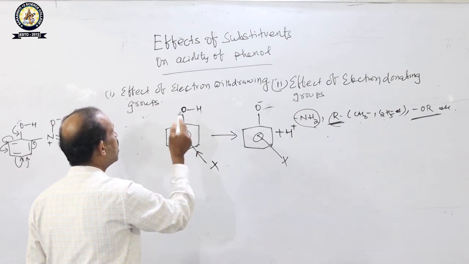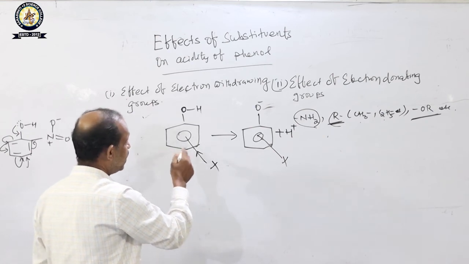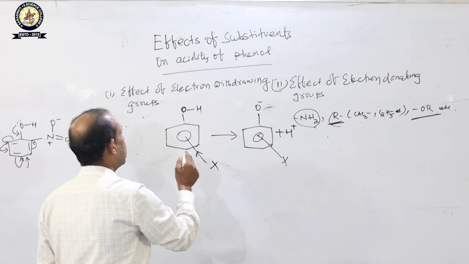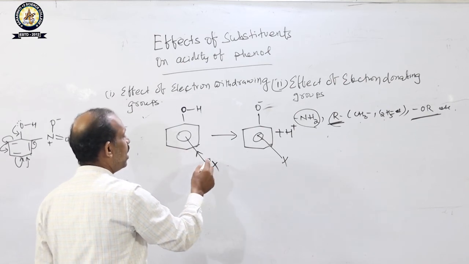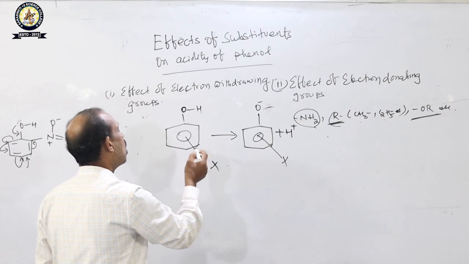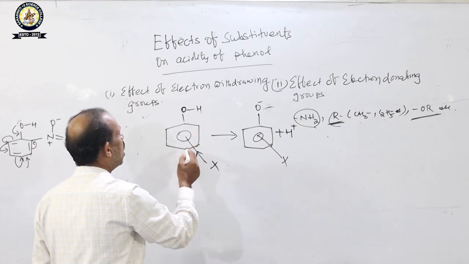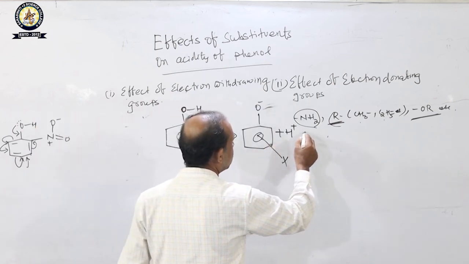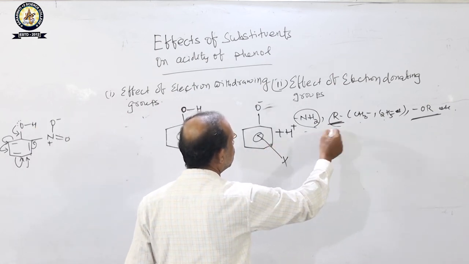Okay, students, also in this case, the effect of the substituent: if the electron releasing or donating group is present at the ortho or para position, then the effect will be more. Okay, so we have discussed that these are the examples of electron releasing groups.